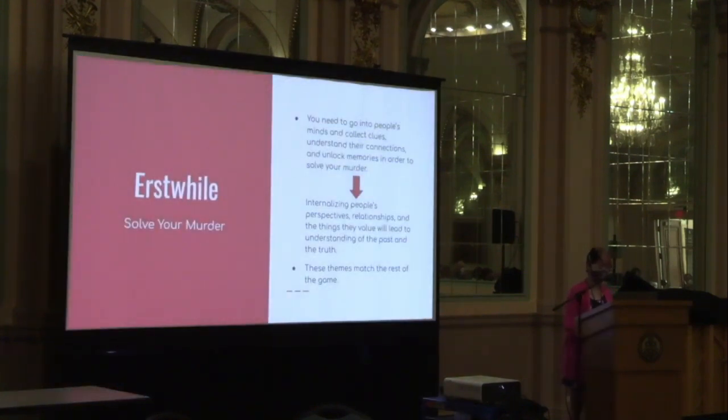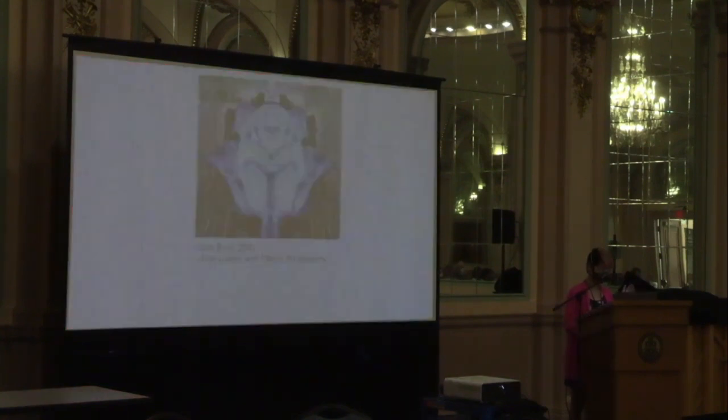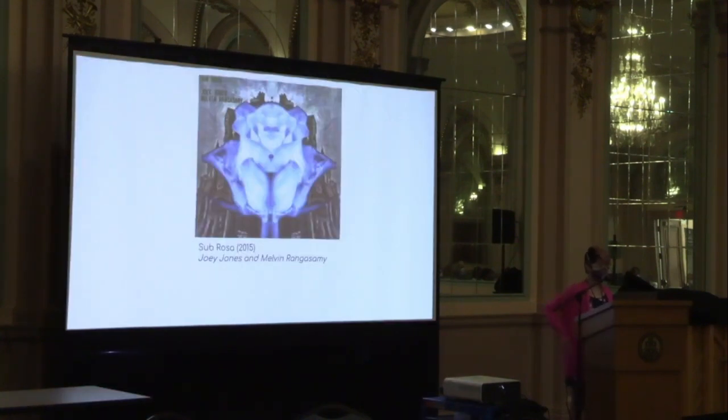To review what we learned, here are the details of the puzzle, how the details of a puzzle abstract into a theme, and how these themes match the rest of the game. Next, Sub Rosa, by Joey Jones and Melvin Rangasamy. This is an espionage game about infiltrating the mansion of a powerful authority, the Confessor, and discovering his scandalous secrets so you can depose and replace him.